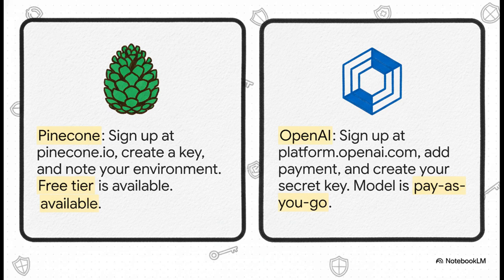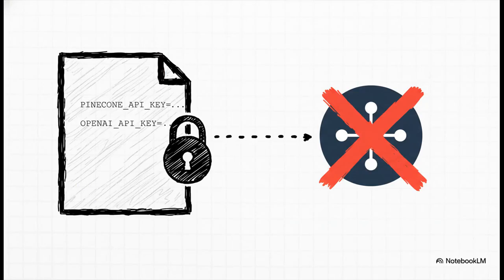Okay, step 2, API keys. You're going to need 2 of them. Over on the Pinecone side, you can just sign up and grab one from their free tier, which is awesome. Just remember to also jot down your environment name. Then, for OpenAI, you'll head to their platform, pop in a payment method, it's pay-as-you-go, and create a new secret key. Pretty straightforward. Now, this next part is maybe the most important step for security.